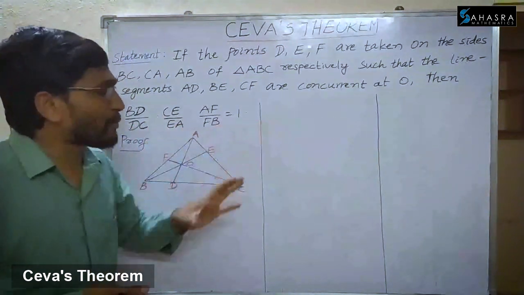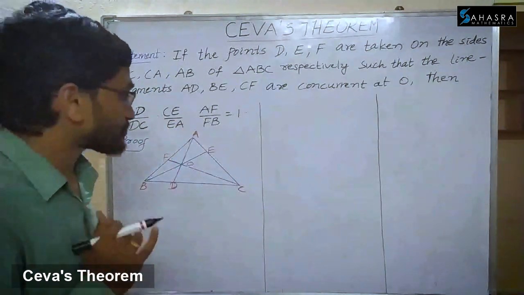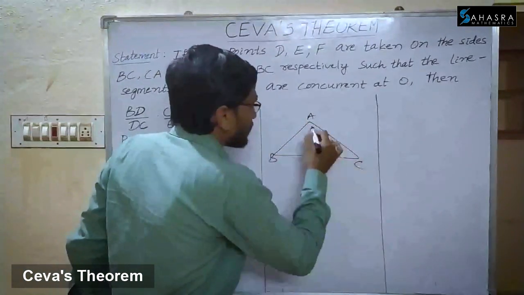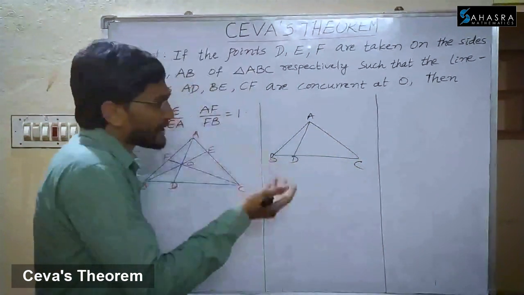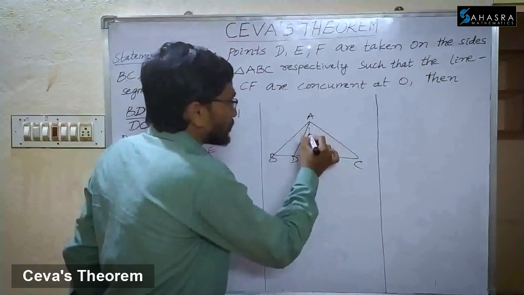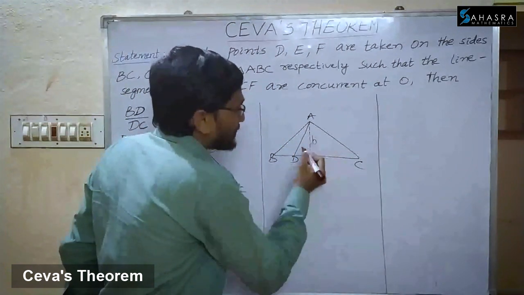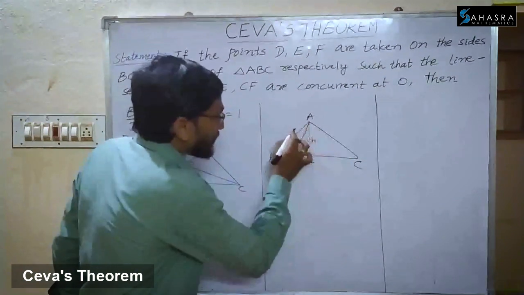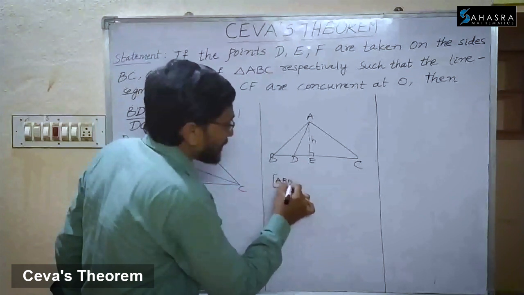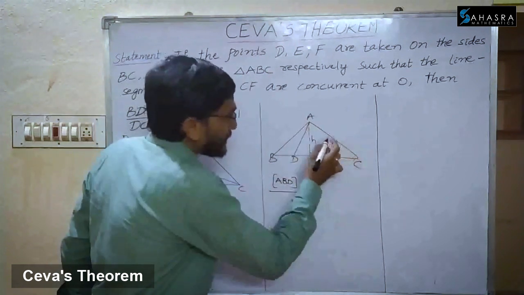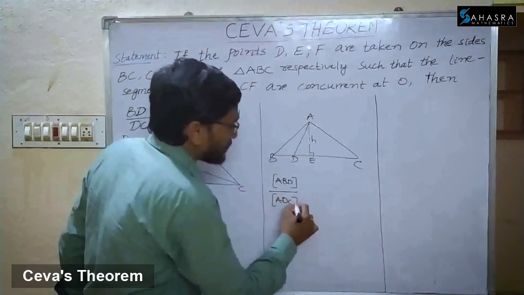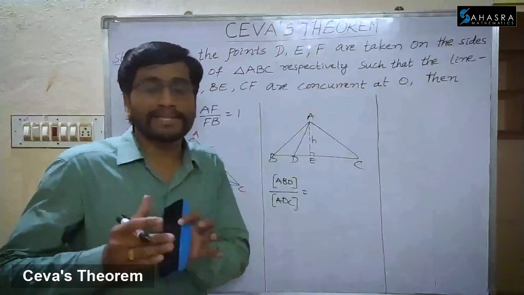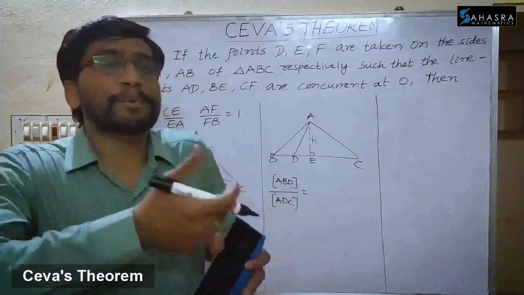Okay, and one more important point for this theorem is, if you observe a triangle ABC, in this triangle AD is one of the cevians, a line segment. I want to draw one altitude, AE, to the base BC. So if you observe here, I want to find the area of triangle ABD divided by the area of triangle ADC. What is the formula for the area of a triangle? It's nothing but half into base into its corresponding altitude.